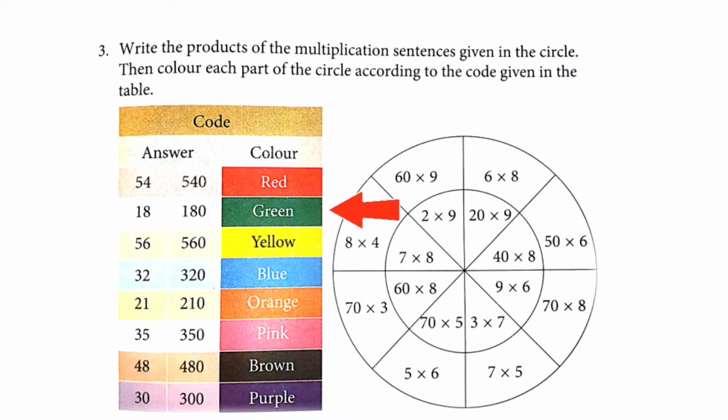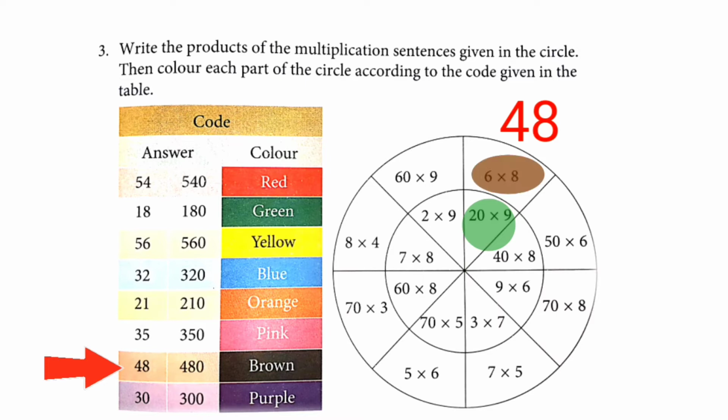So in the code, what is given there? Green color is given, so we have to color that green. And above that, see what is given: 6 into 8. 6 8s are 48. Now check the code below, last above, 48 is given, no? 48 means the color should be brown. So in that circle you have to give brown color.